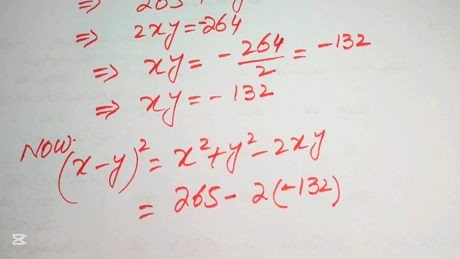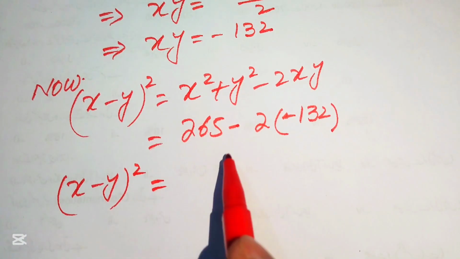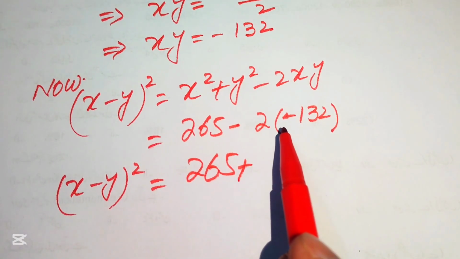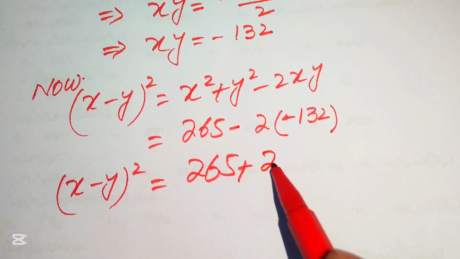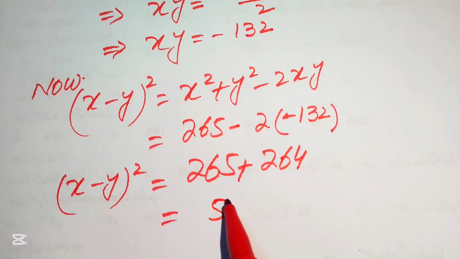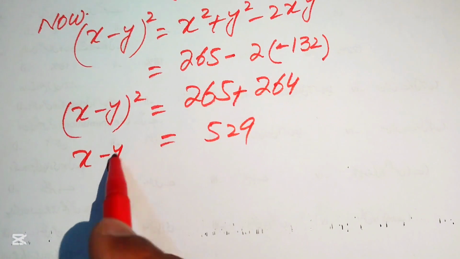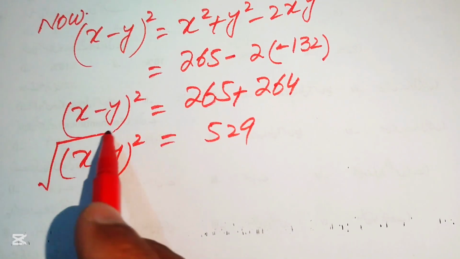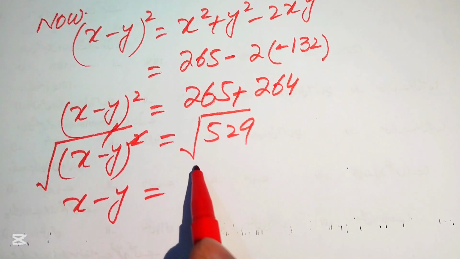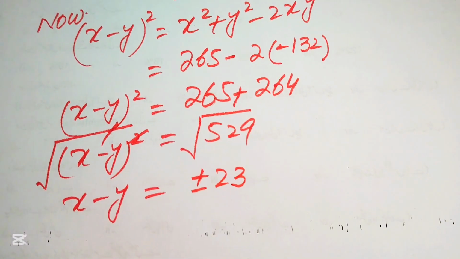We use the above two values here and easily get the value of x - y. So this is 265 + 2 times 132, which equals 264, so when you add these two values, we obtain 529. Now, to find the value of x and y, we take the square root on both sides. The square and square root are gone, and we get x - y = √529 = ±23.